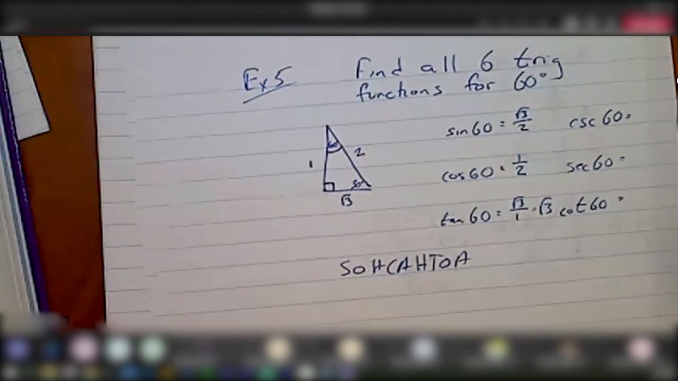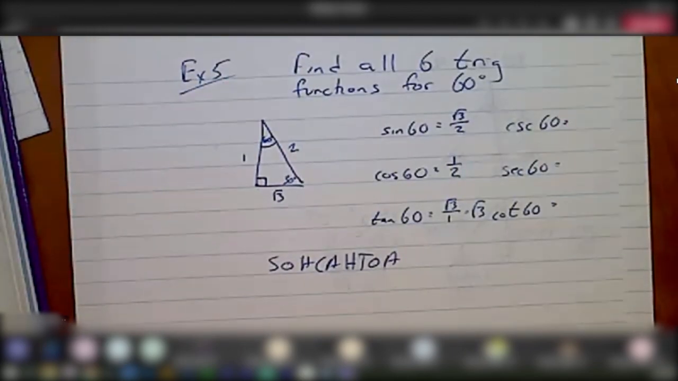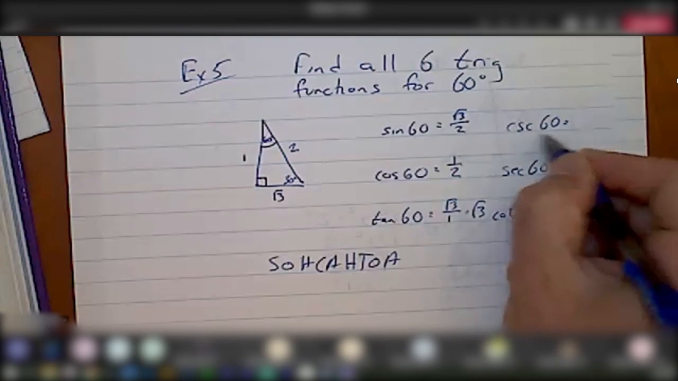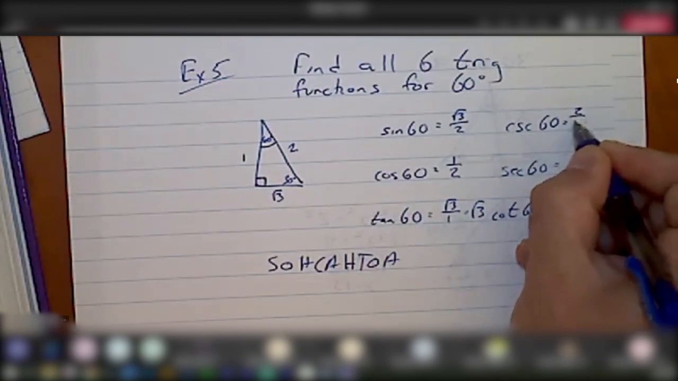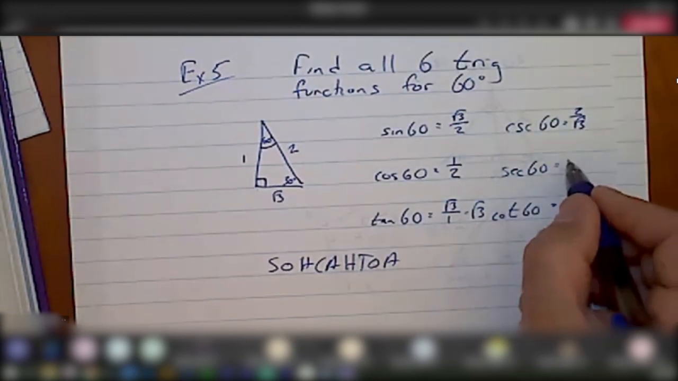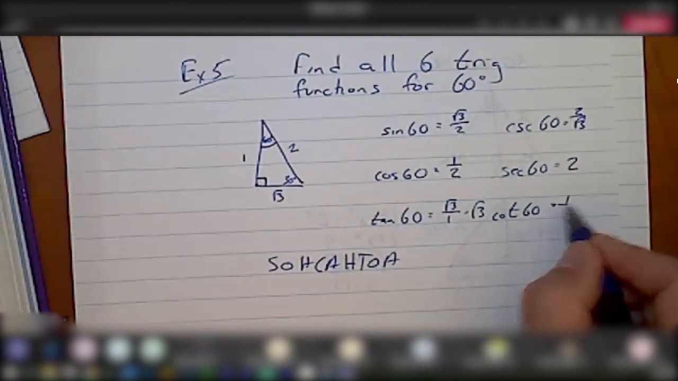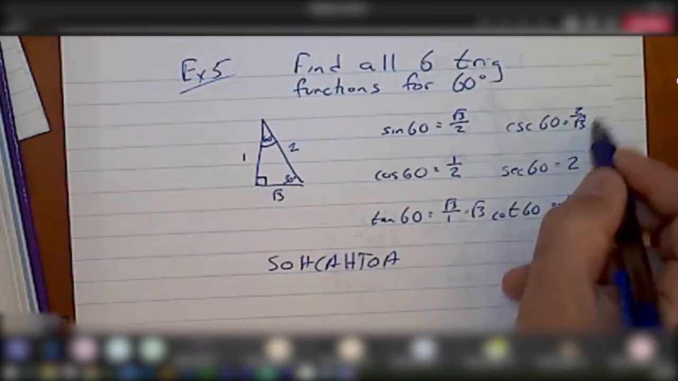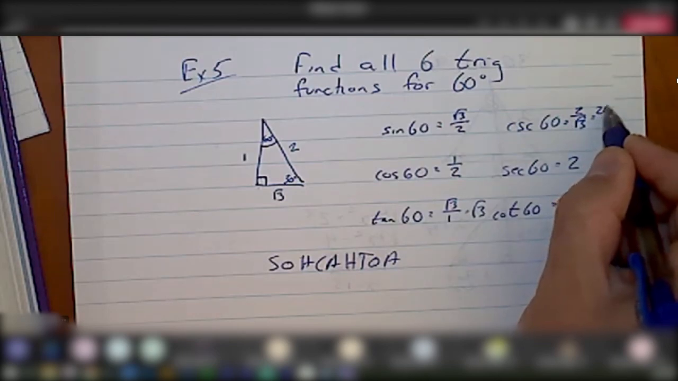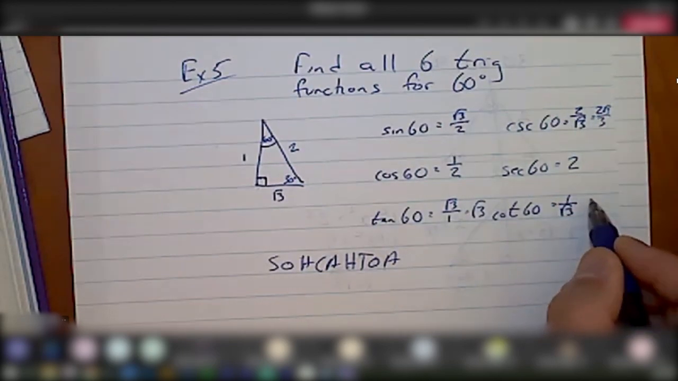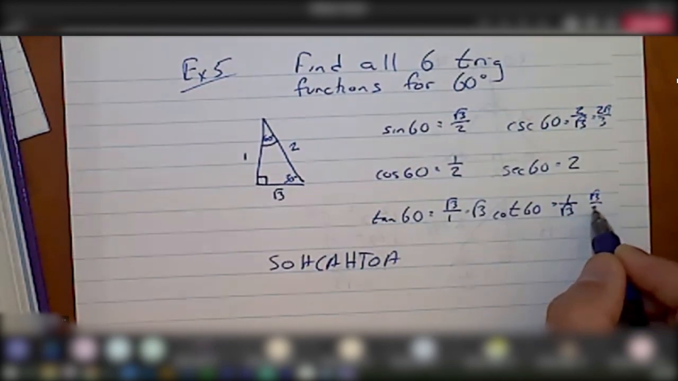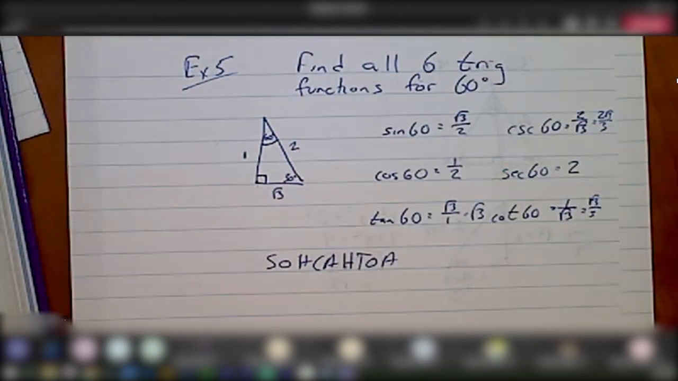And then as long as you can find those 3, you guys should know the last 3 are just their reciprocals. So cosecant is 2 over the square root of 3, secant is 2, and cotangent is 1 over the square root of 3. I'm going to rationalize these, and you get 2 square roots of 3 over 3, and the square root of 3 over 3. Okay?